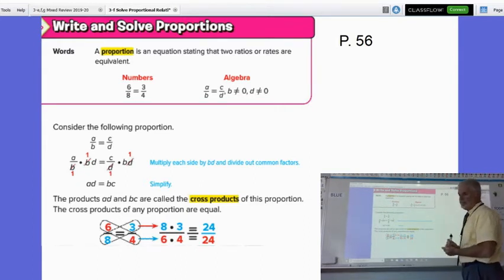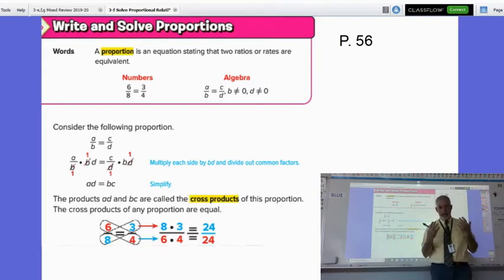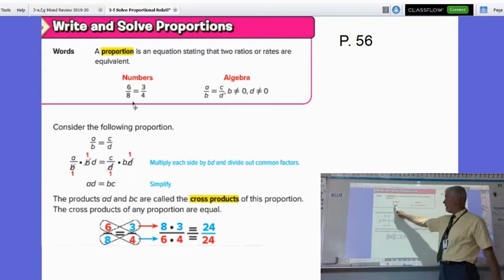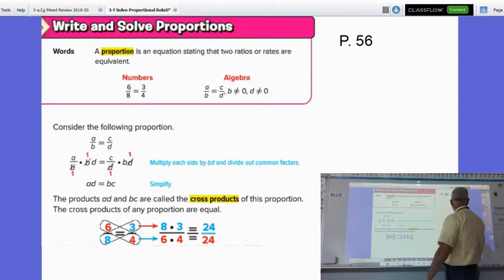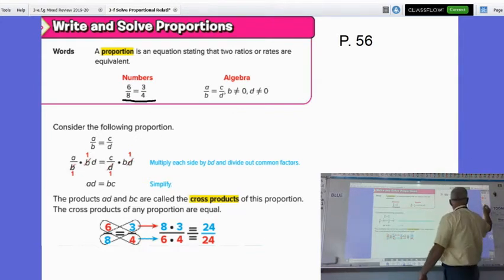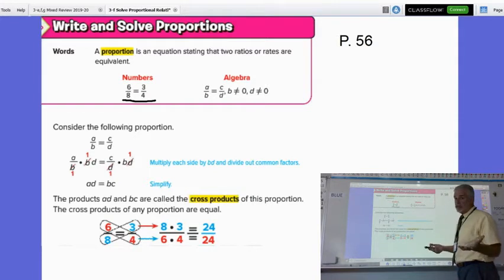A proportion is an equation. It is a mathematical equation that says that 2 ratios are equal. So a proportion is always 2 fractions with an equal sign in the middle. If it's all numbers, it looks like this. And if it's done with all letters, with algebra, it looks like this. A over B equals C over D can be any 4 numbers, as long as B and D are not 0, because you can't divide by 0 ever. So 0 can't be in the bottom. That's not a big deal.